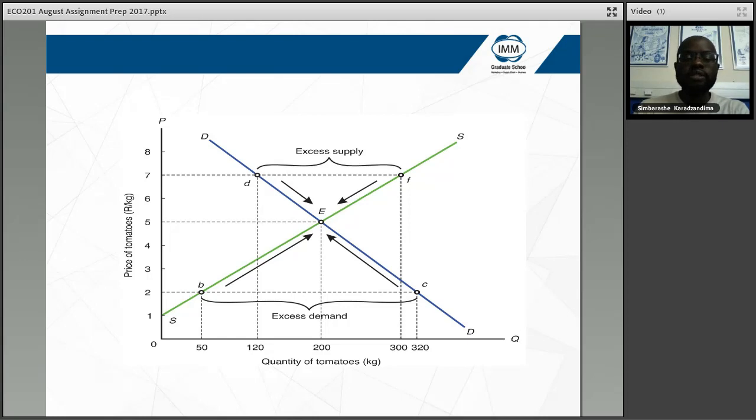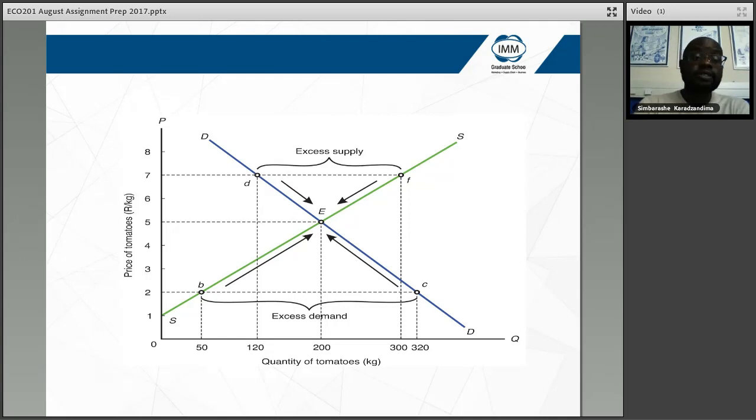As there's an upward pressure and the prices are increasing, the quantity demanded will start to decrease, and at the same time the quantity supplied will start to increase as well. That is why we have those upward pointing arrows there until we reach equilibrium. At equilibrium, we are in a state of rest or state of balance.